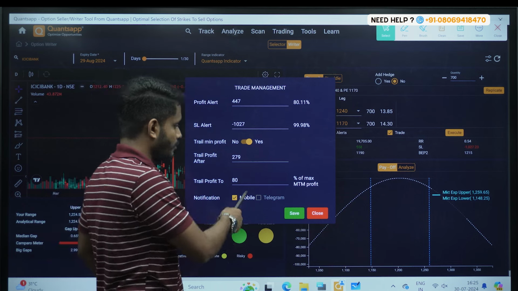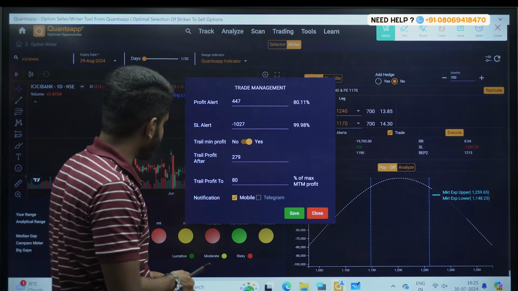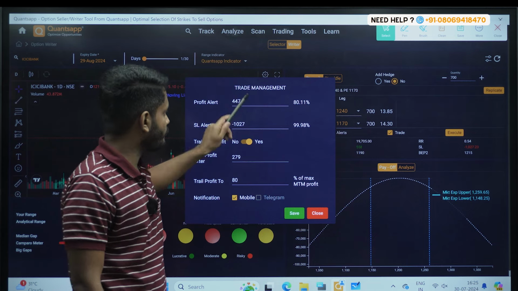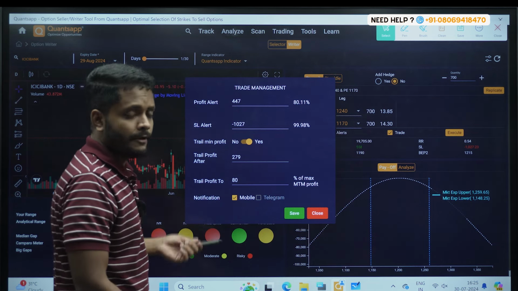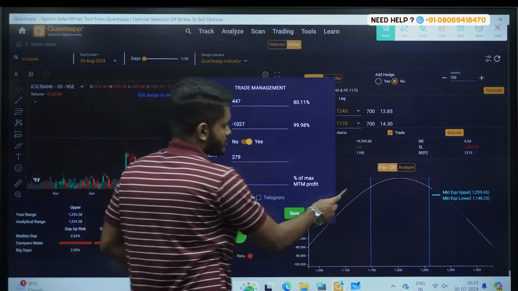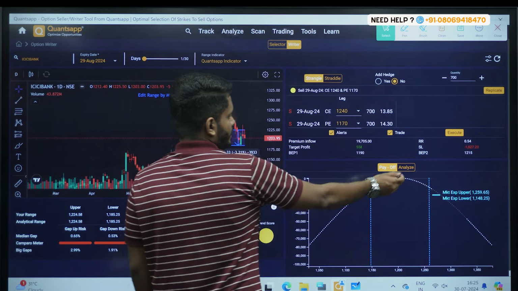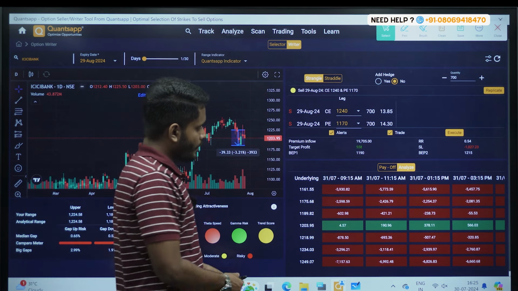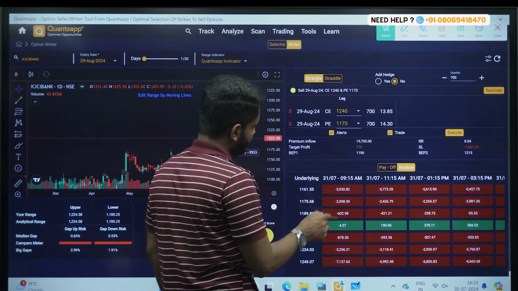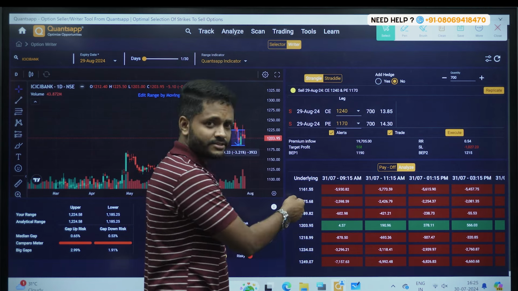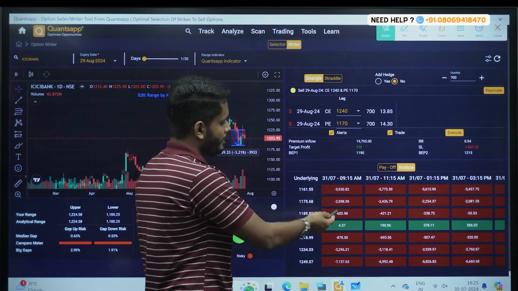If you have downloaded Telegram, you will get it in Telegram. And if you have the mobile application, you will get the notification. As soon as the profit number comes to 447, it will give you an alert. You can square off your position accordingly, even for the stop loss. Here you can click on analyze and it will give you the levels. On 31st July at 9:15 AM, if ICICI Bank opens at 1161, this will be the profit or loss.